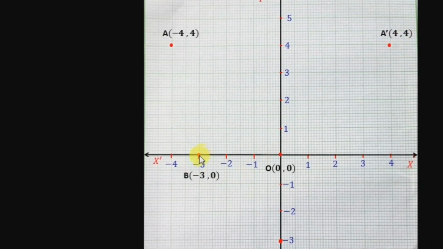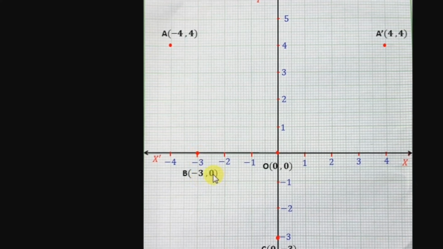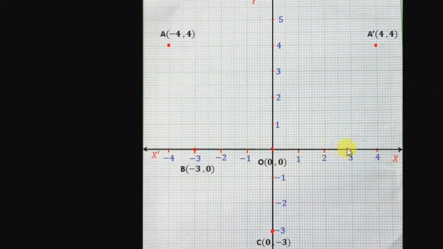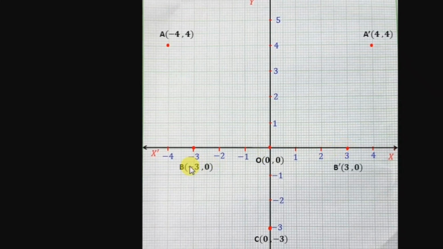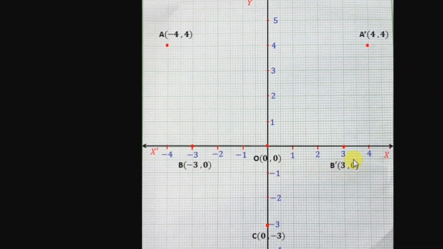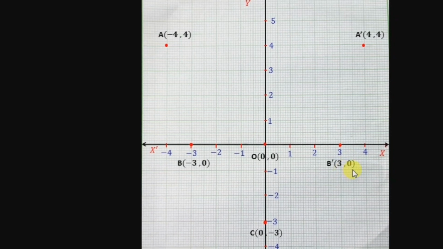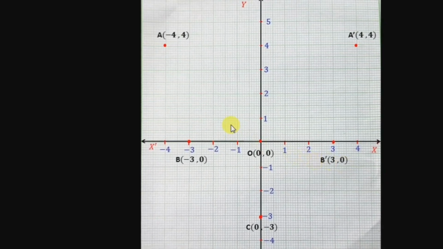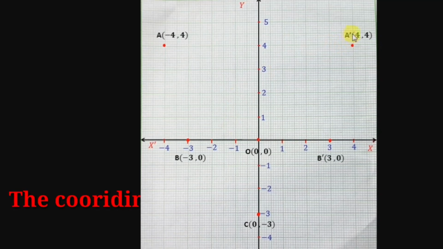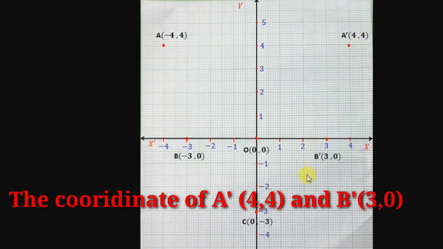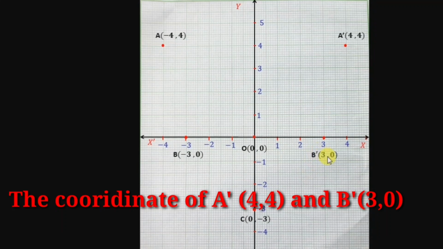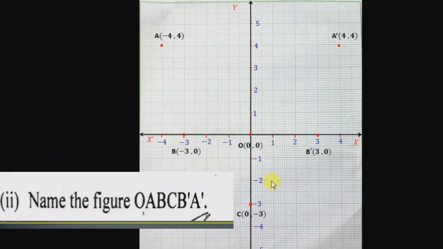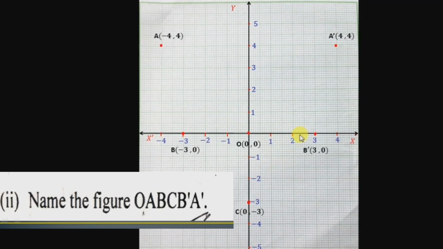Now B reflects on the y-axis. So -3 becomes +3. 1, 2, 3. So B becomes B dash, which is (3, 0). Write down their coordinates. So we'll say that the coordinates of A dash are (4, 4) and B dash are (3, 0).